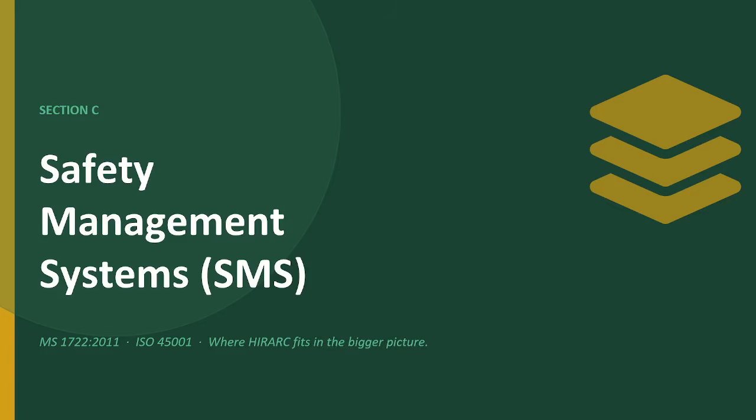We now move to our third major topic, safety management systems. This is where risk management stops being a series of individual tasks, a hierarchy here, an inspection there, and becomes an integrated organizational system. The question this section answers is, how does an organization make safety systematic, sustainable, and continuously improving? The answer is an SMS.